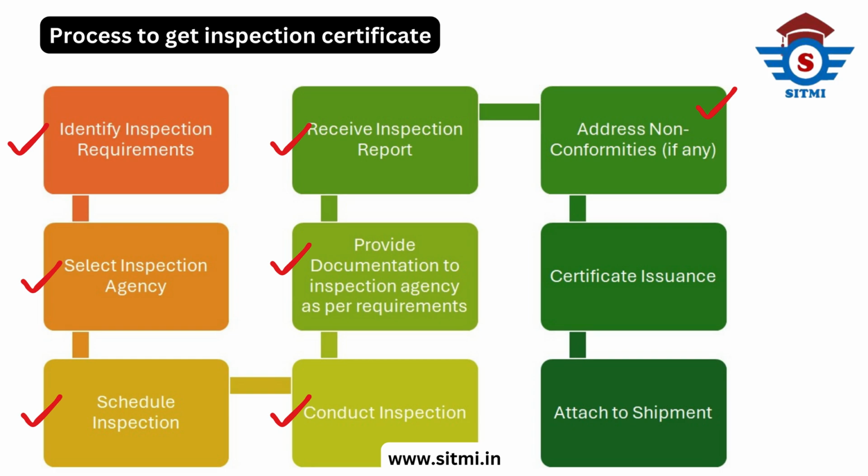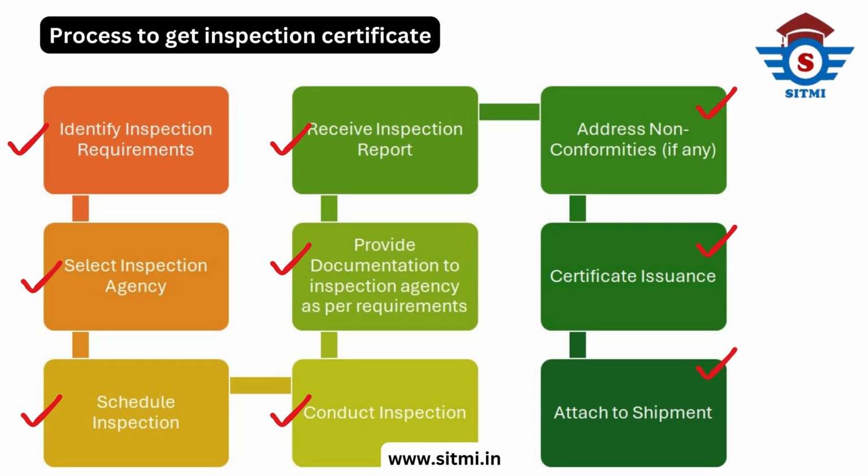If the inspection report identifies any non-conformities or issues, take appropriate corrective actions to address them before proceeding with the shipment. The eighth point is certificate issuance. Once the inspection is satisfactorily completed and any necessary corrective actions are taken, the inspection agency will issue the inspection certificate confirming compliance with the required standards.